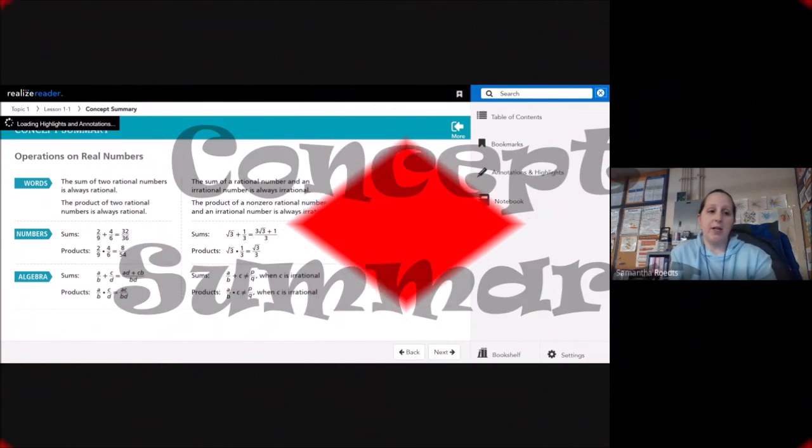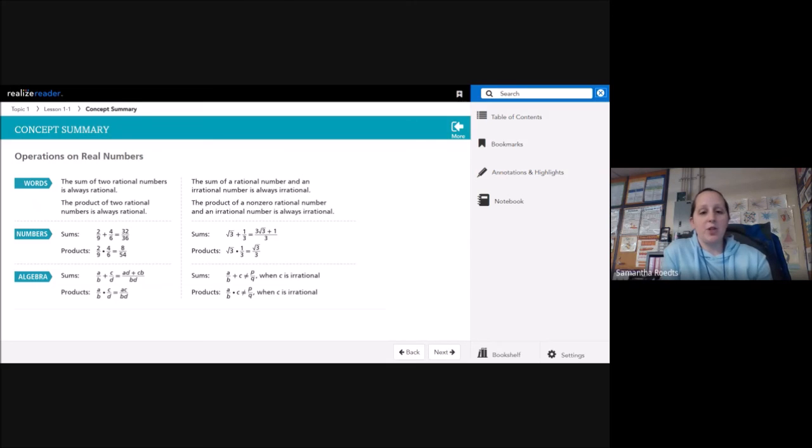Okay, concept summary. So my concept summary for operations on real numbers in words: the sum of two rational numbers is always rational. The product of two rational numbers is always rational. The sum of a rational number and an irrational number is always irrational. The product of a non-zero rational number and an irrational number is always irrational as well.